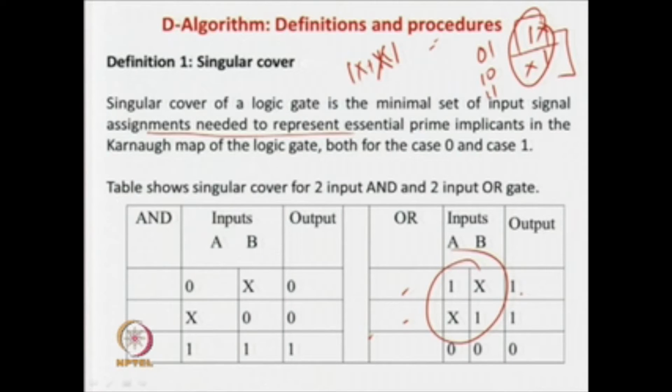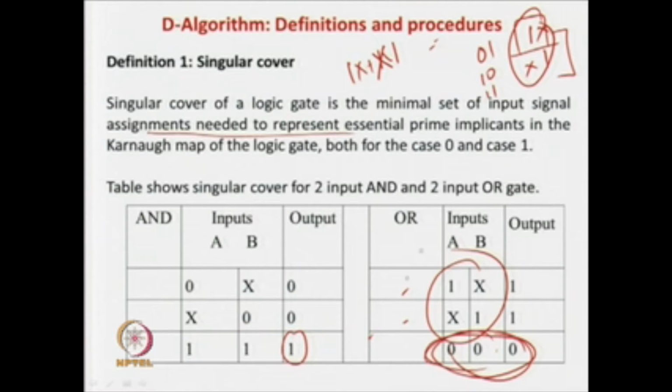Now, if you look at the cases of 1 for the AND gate, there is only one combination, that is 1 1, and 0 0 in the case of an OR gate for 0. This will form the singular cover for 1 in case of an AND gate, and this is for 0 in case of an OR gate. They are both dual of each other.